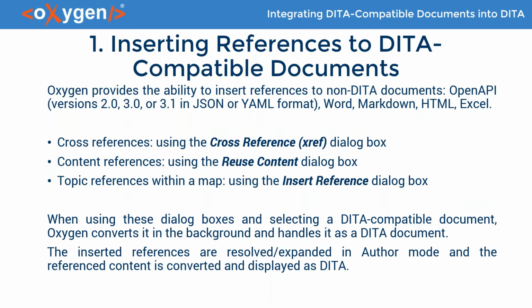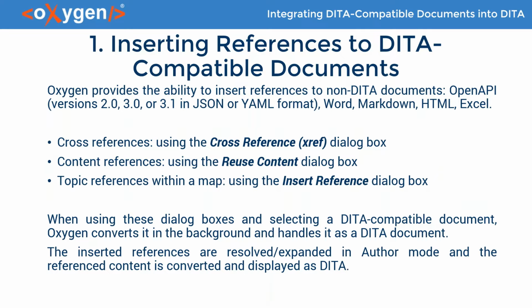Oxygen allows inserting references to documents that are not DITA, like OpenAPI version 2, 3, or 3.1 in JSON or YAML format, also to Word, Markdown, HTML, and Excel. You can insert cross-references using the cross-reference dialog box. Also, you can insert content references using the reuse content dialog box, and topic reference into a DITA map using the insert reference dialog box.